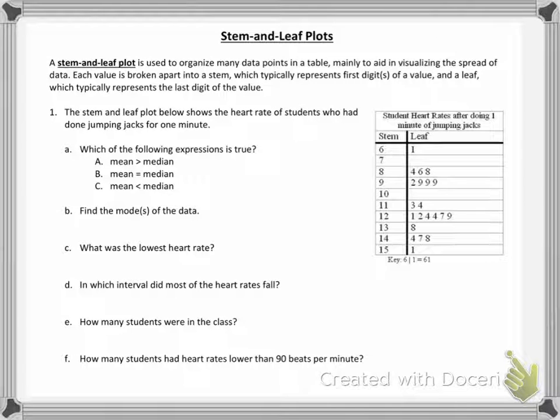So stem and leaf plots, as you know, are for when you have a whole bunch of data points. It's a way to organize them in some sort of way rather than just having a huge list. You can see here on the screen there's a stem and leaf plot of student heart rates after doing 1 minute of jumping jacks. There are a lot of data points, and this is a way to sort them in a way that's a little bit more condensed.